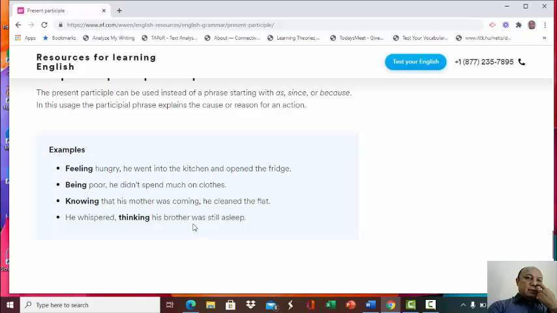So the last two usages are useful when it comes for you to write narrative, to write a story, to make it more dramatic, to make it more captivating, to make it more natural. Use these constructions with the present participle.